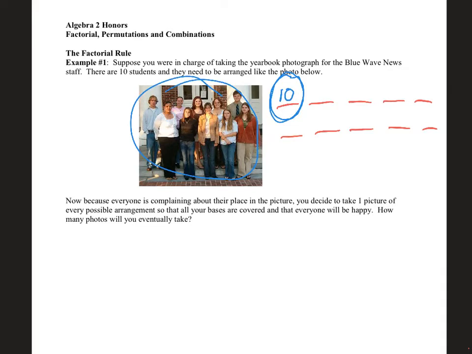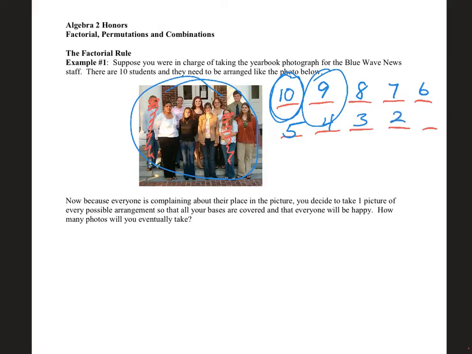Now, once that spot is filled, then there is one less person in the group. So let's say this is the person that went into the first spot. Now, how many students are left over to fill the second spot, right? Well, now there are 9 students to fill that spot. So now, once the first two spots, let's say this dude went in there, and now there are 8. And so if you work your way through this, what you realize is you have the integers from 10 down through 1. Just that as an example, right?